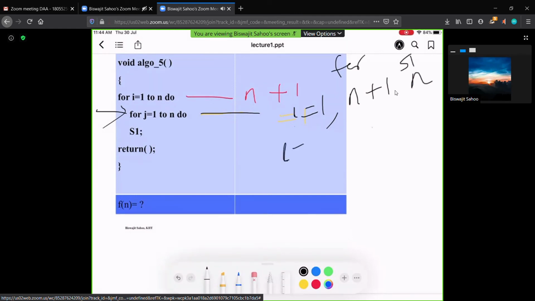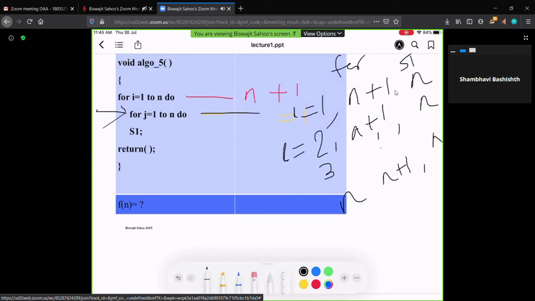When i became 2, again it will enter the for loop. When i becomes 2, how many times will the inner for statement be executed? N plus 1 times, and S1 will be executed n times. Should I consider the same thing will also be repeated for i equal to 3? Yes. It will also occur for i equal to 4, 5, 6, and finally for i equal to n, this will be executed n plus 1 times and n times.